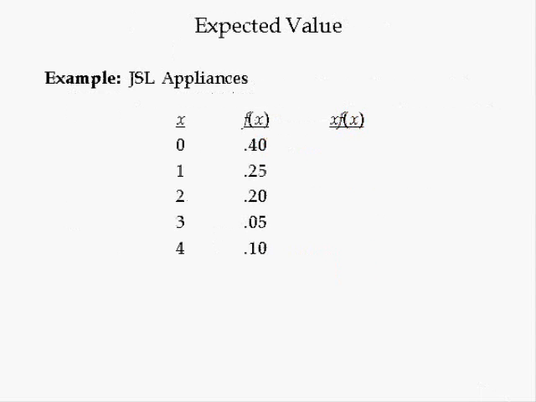We can use the expected value equation from the previous slide to compute the expected value of any discrete probability distribution. Consider our distribution of TVs sold in the JSL example, which indicated that the probability the store sells 0 TVs is 0.4, 1 TV is 0.25, and so on. After multiplying the values of x with its probability, we sum these up.